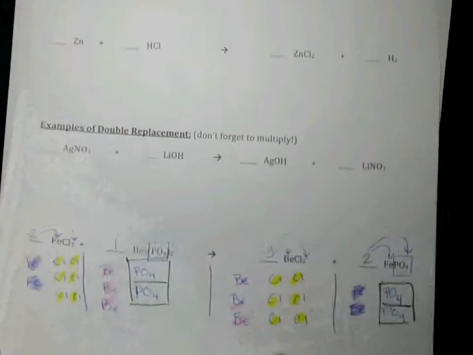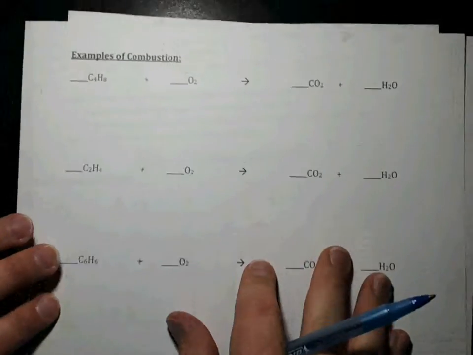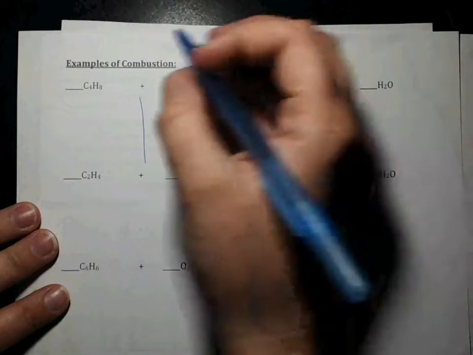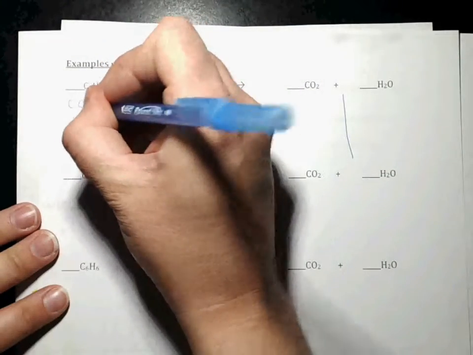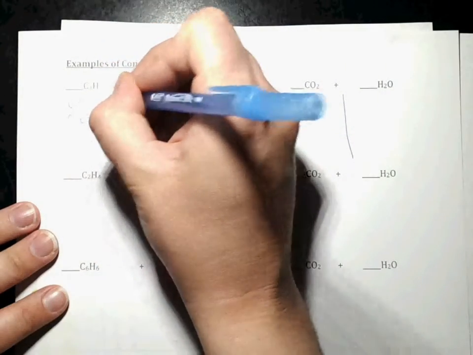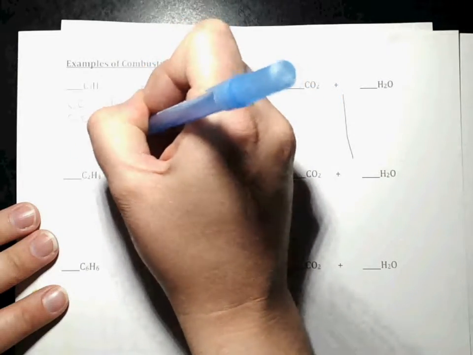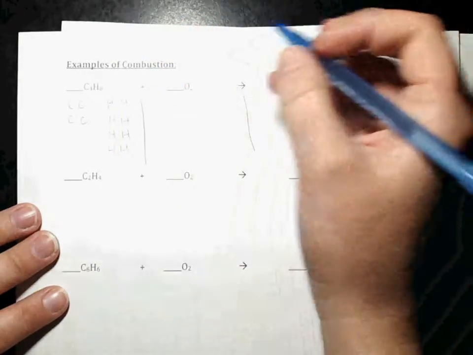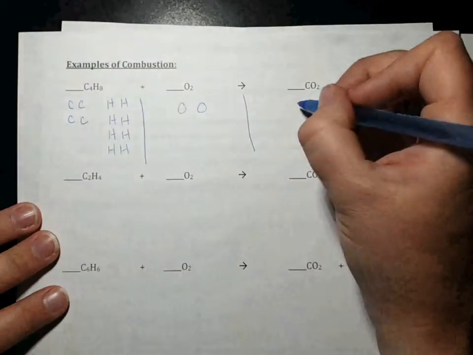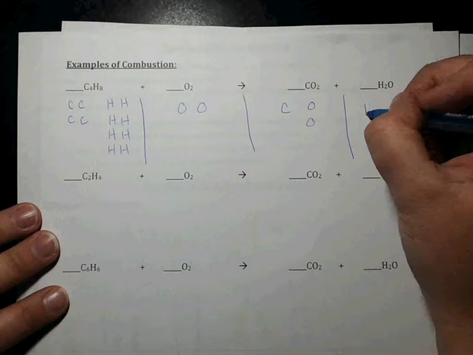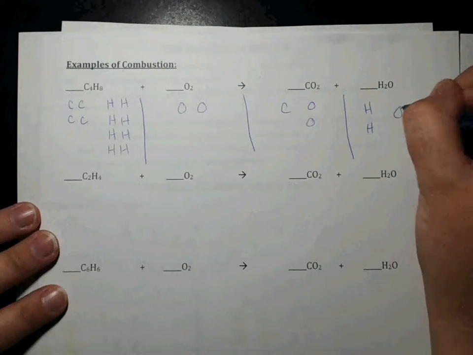I'll do one more with you if you want to move to the combustion page. Now I said earlier this method will take longer, and that is going to be especially true on a combustion problem. But we can do it. 4 carbons, 8 hydrogens, 2 oxygens, 1 carbon, 2 oxygens, 2 hydrogens, 1 oxygen.